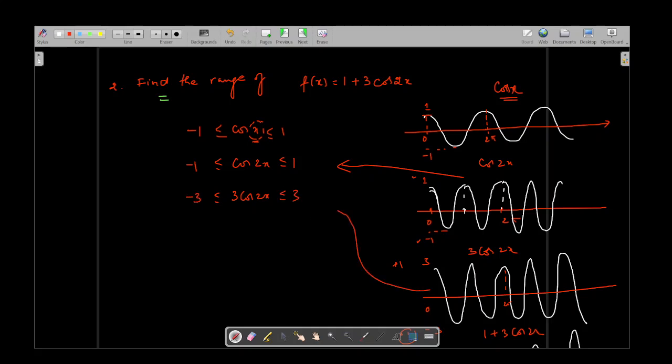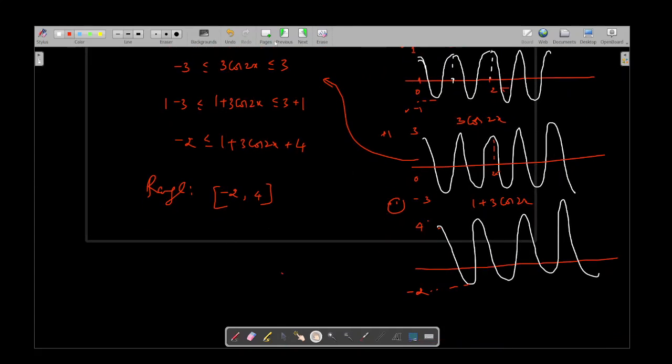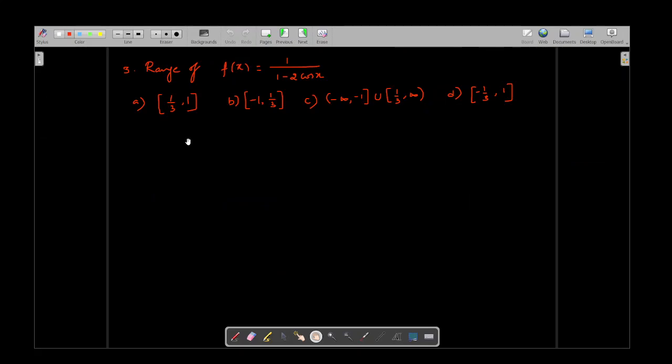I want 1 plus 3 cos 2x. If I want 1 plus 3 cos 2x, I have to add 1 to both sides. So this is minus 2, 1 plus 3 cos 2x, plus 4. So the range of this function is minus 2 to 4, and this is evident here. You can see.